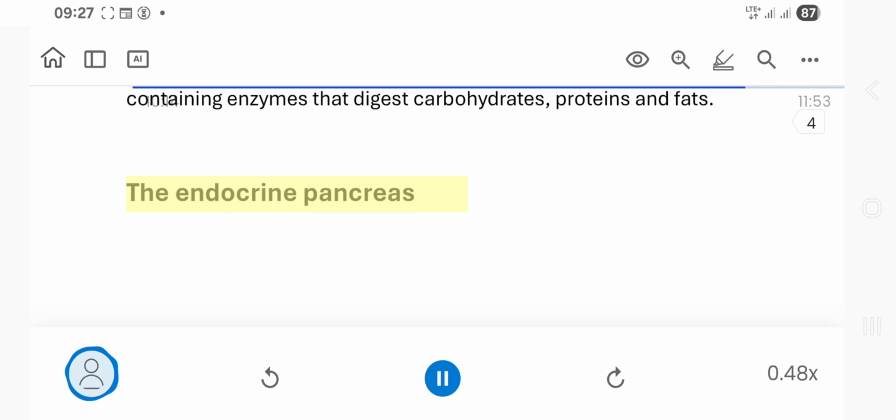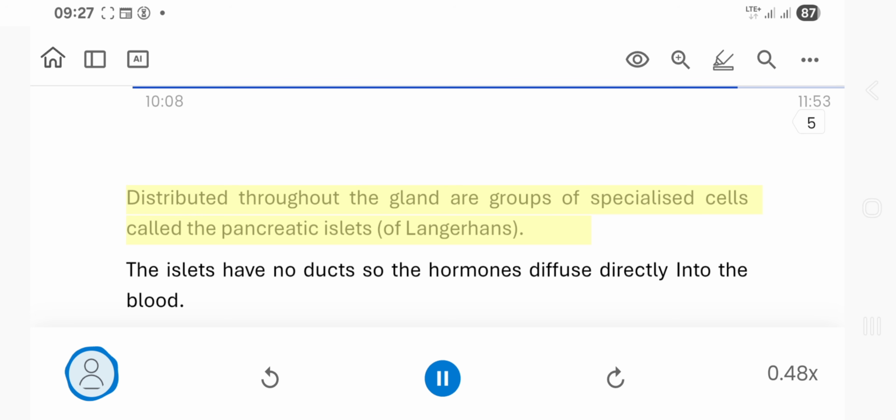The endocrine pancreas. Distributed throughout the gland are groups of specialized cells called the pancreatic islets.